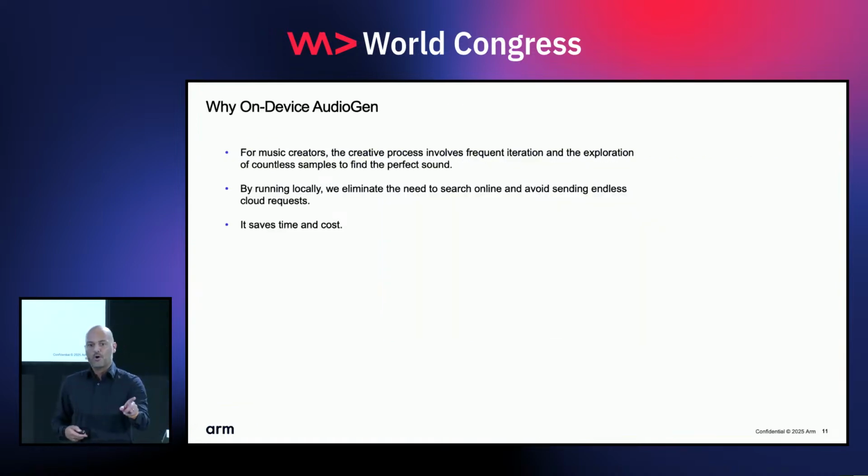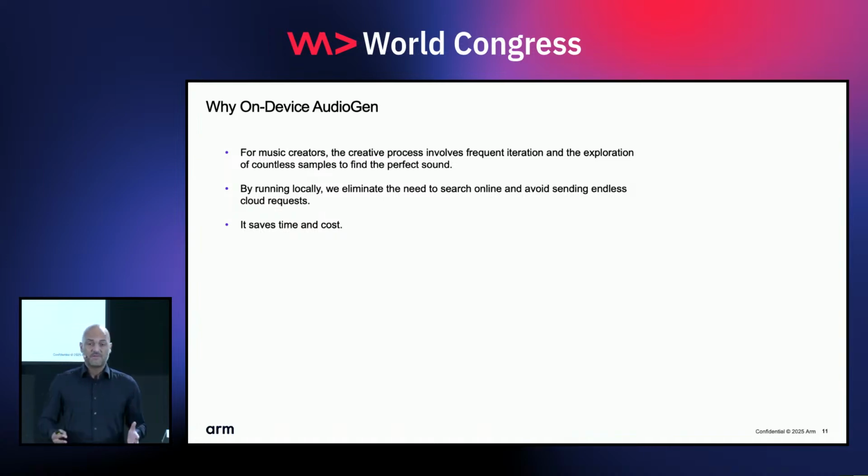Why do we want AudioGen on a mobile phone, or at the edge? Because if you're a music producer or an artist, you know this is actually an iterative process. It's not like I text what I want, and for sure at the first attempt I'm going to get the best music in the world. And we know that. You have to experiment.